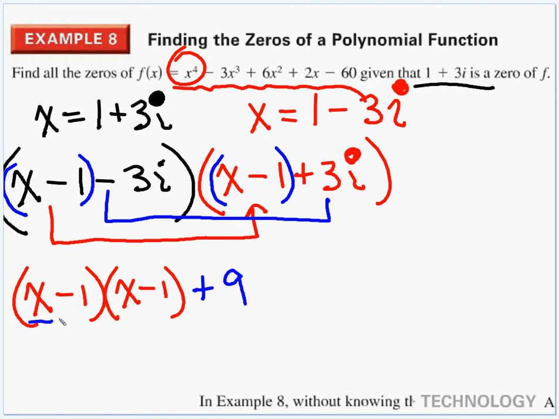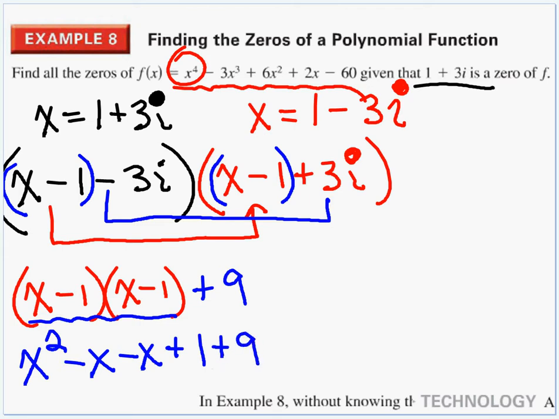All right, let's FOIL this out. x minus 1 times x minus 1. First times first is x squared. The outers will be a minus x. The inners will also be a minus x. And the last term, negative 1 times negative 1, is plus 1. And don't forget this plus 9 is also going to come along for the ride.